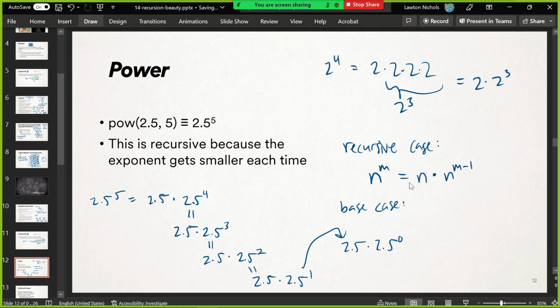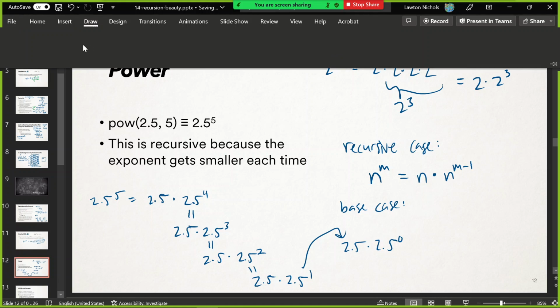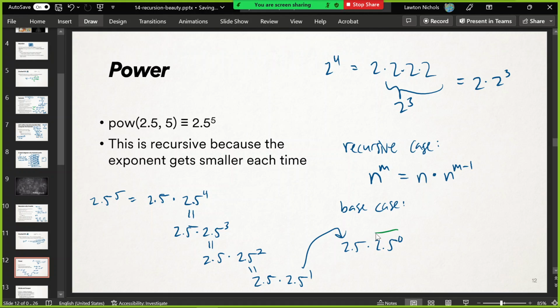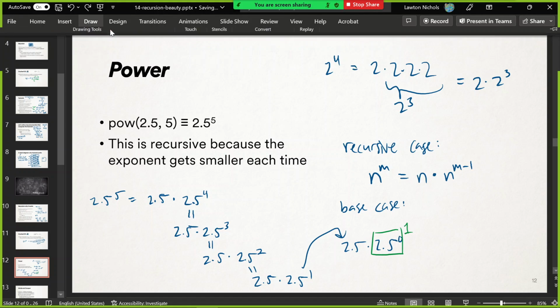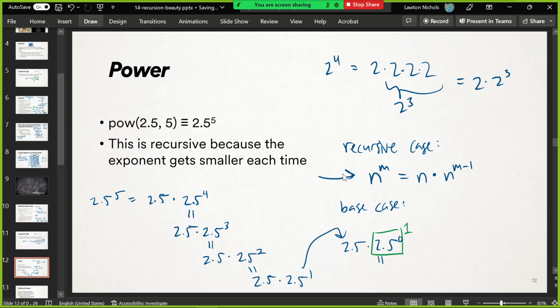Which technically still works, right? Because that's 1. So, all right. That's just 1. This is 2.5. That's correct. Does this keep working? Can I keep unfolding this? 2.5 to the 0. Can I follow this rule any further? That equals 2.5 times 2.5 to the negative 1. Okay, that's 2.5 over 2.5. That's equal to 1. Sure, that still works.